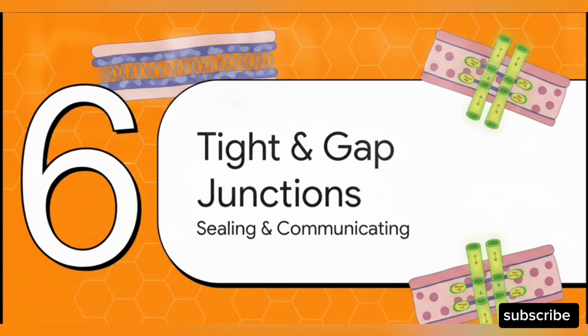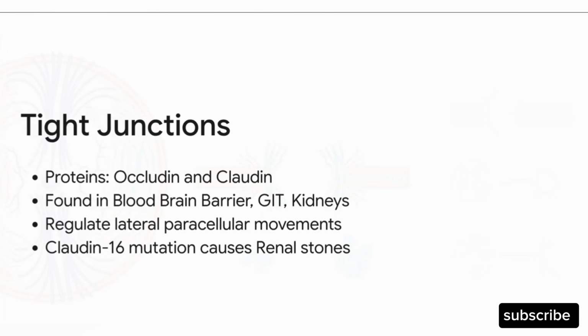And finally, section 6, tight and gap junctions. We just looked at standard adhesion, but now we're looking at special junctions that either completely seal off spaces or allow incredibly rapid, instantaneous communication. First up are tight junctions, anatomically known as zona occludens. These are built out of proteins like occludin and claudin. You'll find them exactly where you need a strict, impermeable barrier. Think blood-brain barrier, the gastrointestinal tract, and the kidneys. They strictly regulate paracellular movement, meaning they control exactly what is allowed to slip sideways between the cells.